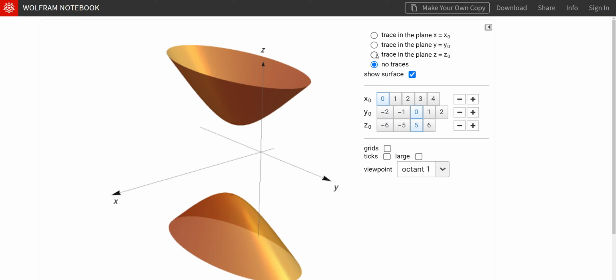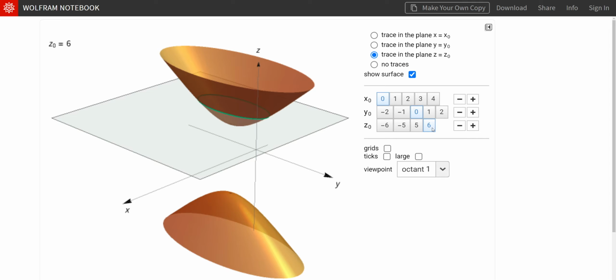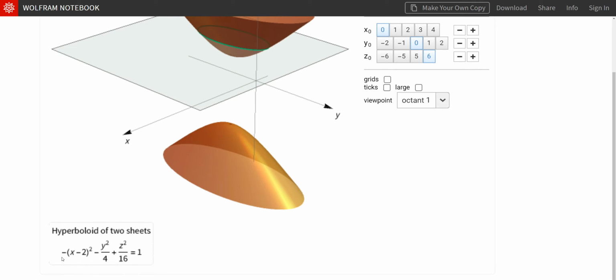We need to move z, right? So I'll set z equal to 0, z equal to 5. There's our ellipse. Z higher than 5, we get bigger ellipses. And that's because I'm not looking at the same thing. I'm looking at this equation. So here I've actually shifted my vertex to the right 2. So it's a little bit different. I've shifted it to the right 2. That's why it's sort of over here.